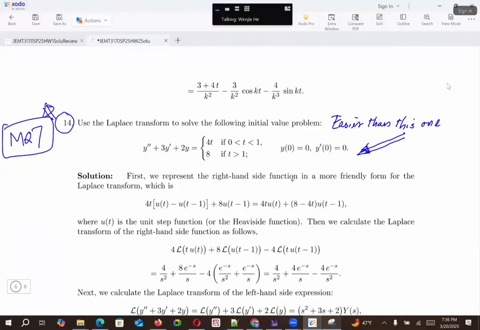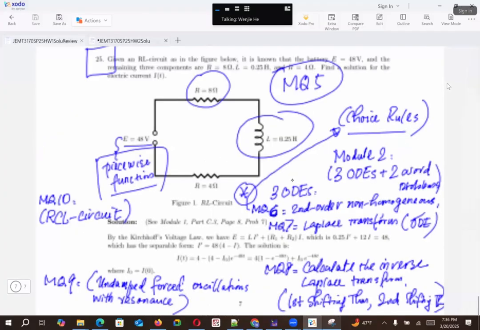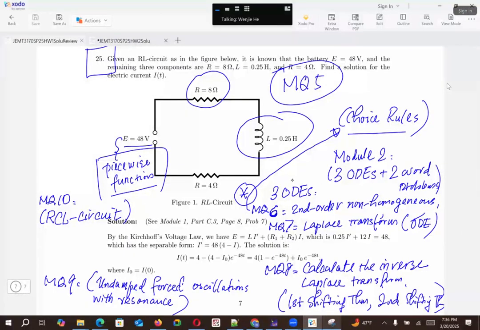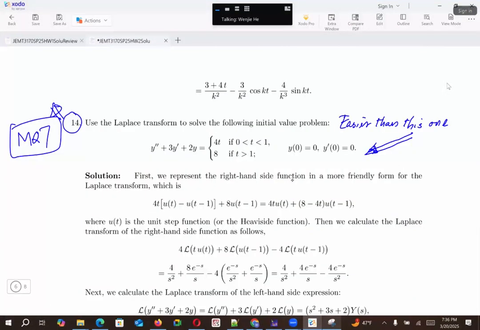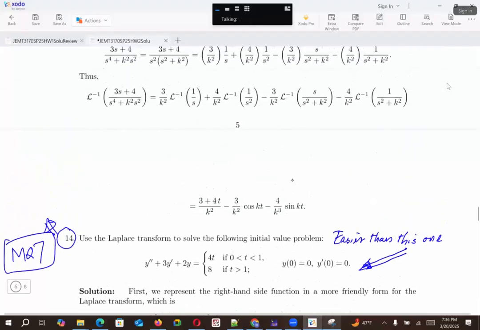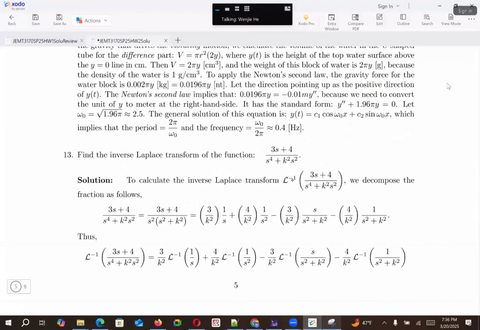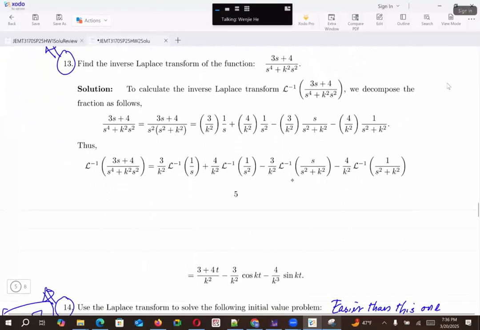Next one. Question number 8. Here, calculate the inverse Laplace transform. We also have a sample example. This is an inverse one. This is the sample question for MQ8.